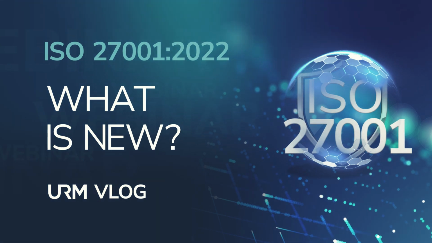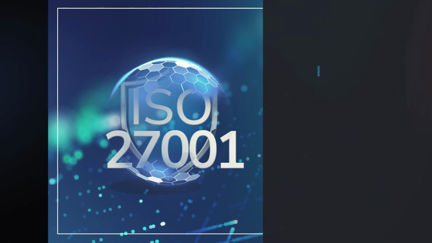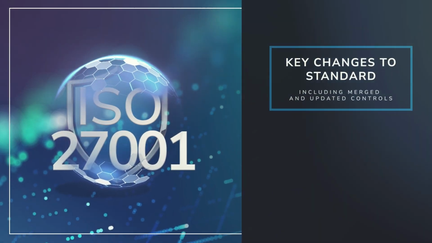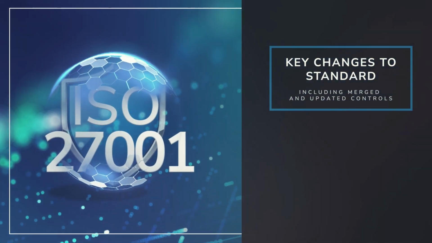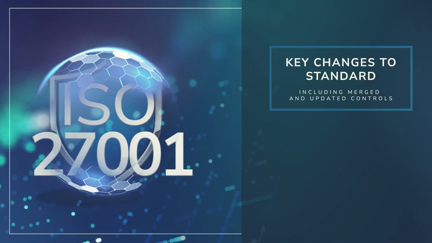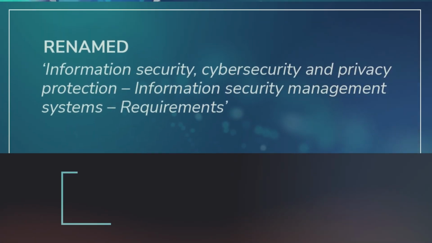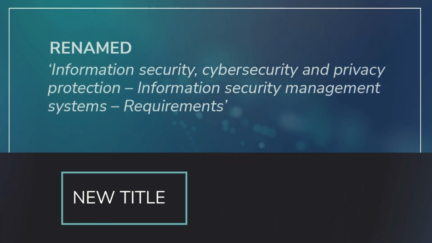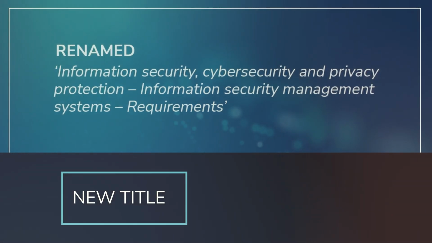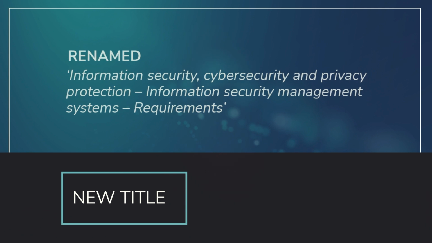In this series of short videos I'll be talking about the changes to the ISO 27001 standard. In this first video I'll be covering at a high level what the key changes are, and in future videos I'll get into more detail around some of the specifics. So what are the key changes? First of all, the title has changed. It's now called Information Security, Cybersecurity and Privacy Protection, Information Security Management Systems, Requirements.